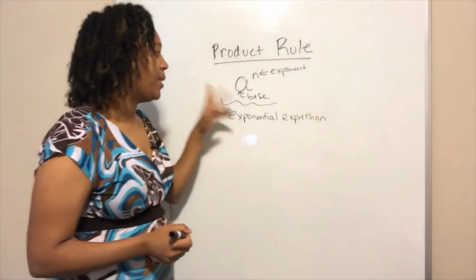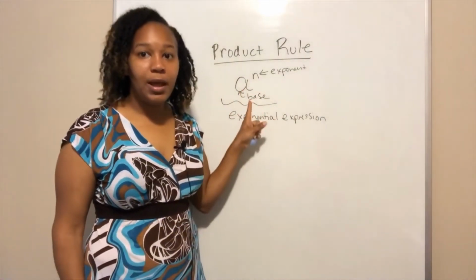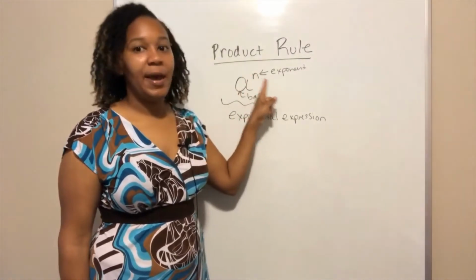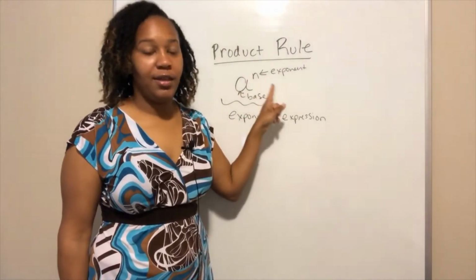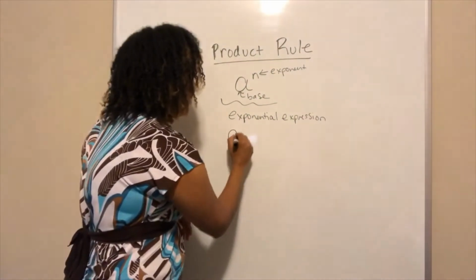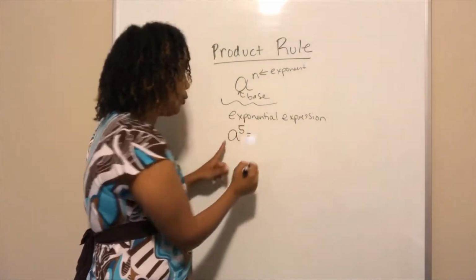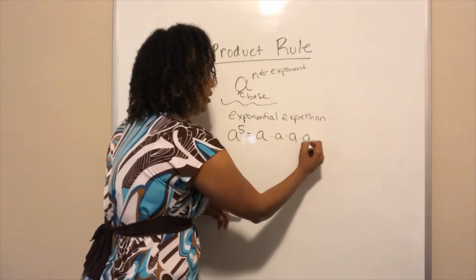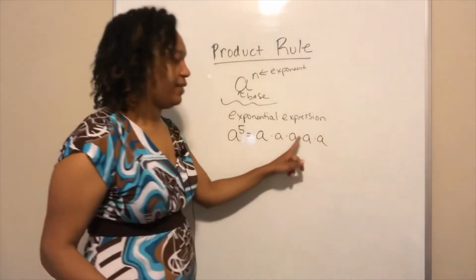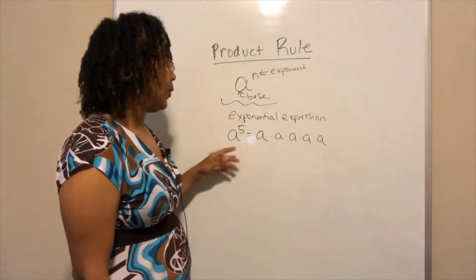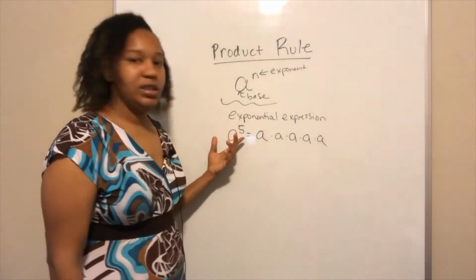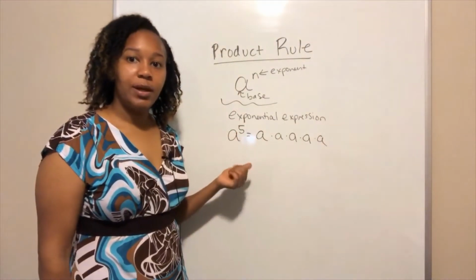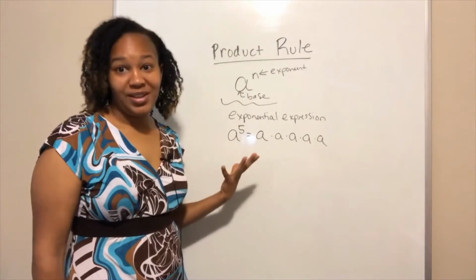Now, the base is the number that's being multiplied, and the exponent is how many times you're going to multiply that number. So if I have a to the 5th power, that means I want to multiply a 5 times. So a times a times a times a times a. Those dots stand for multiplication. And so the exponent basically just tells you how many times you want to multiply the base. And that's what an exponent is.